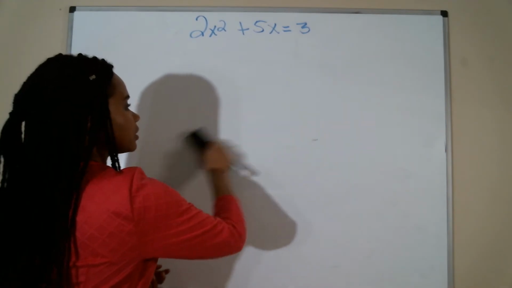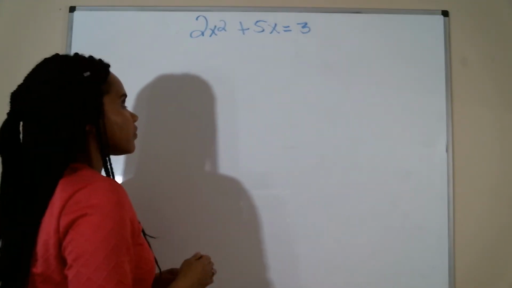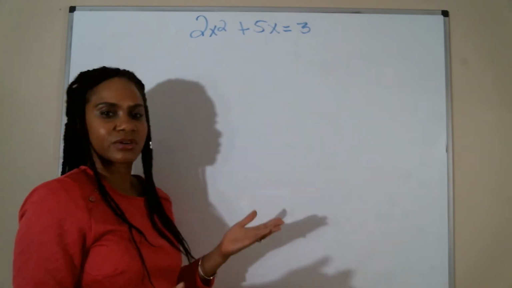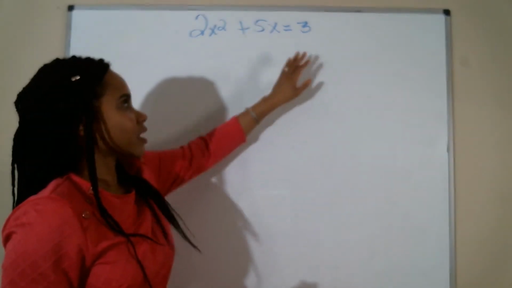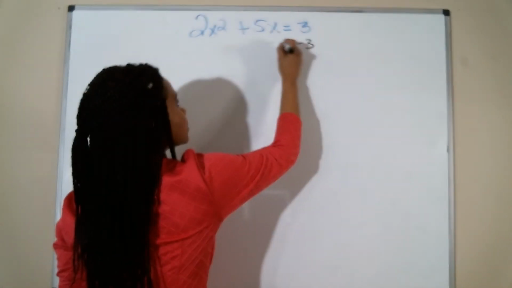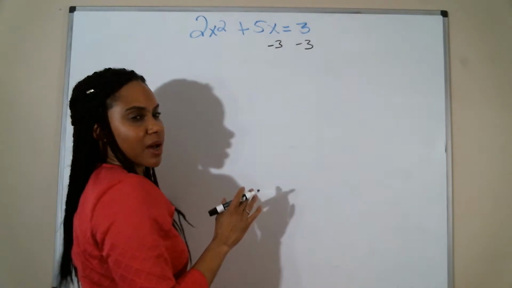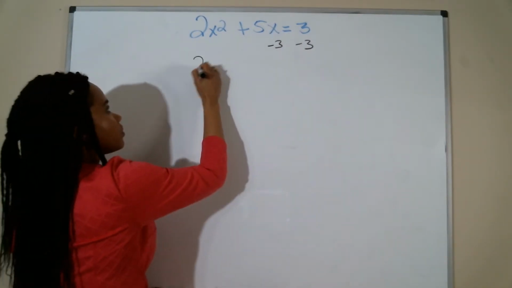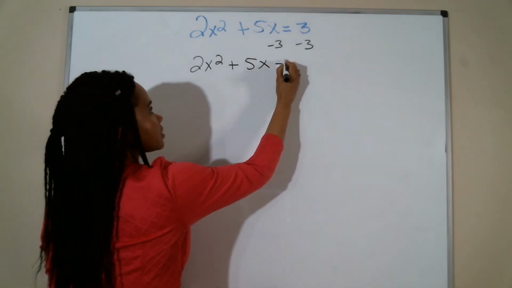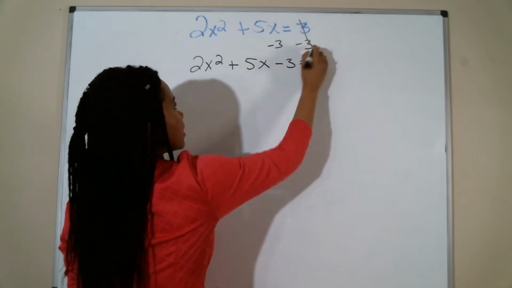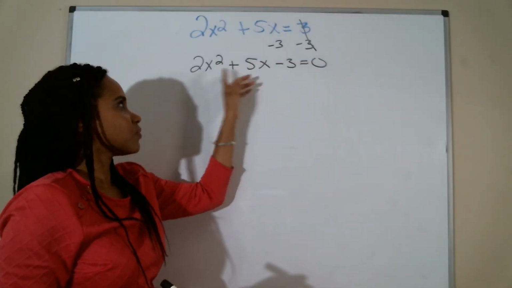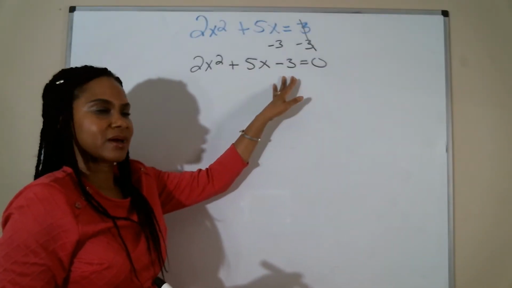All right, so the first thing you want to do is move everything to one side or set your equation equal to 0. So I can see that I have this 3 over here. I want to subtract 3 because that's a positive 3. Whenever you move anything across the equal sign, remember you use inverse operations. So it cancels out, and my equation equals 0. Now it is in standard form with my x squared, my x, and then my constant.